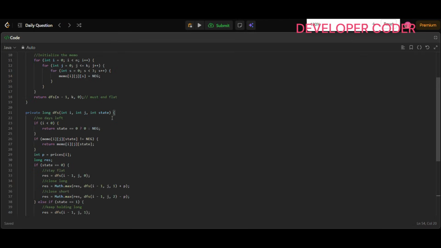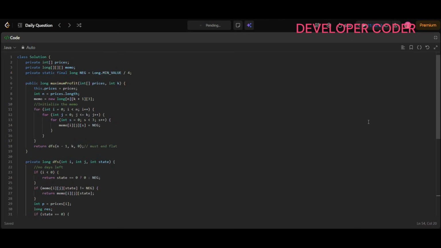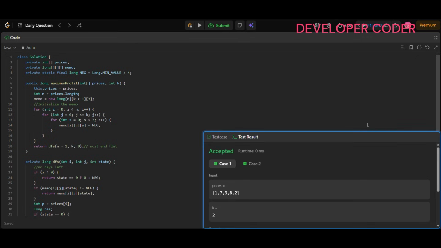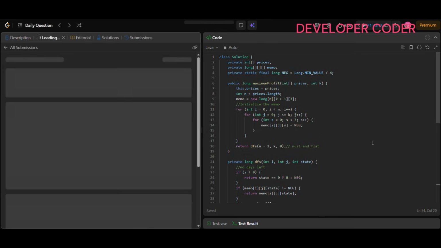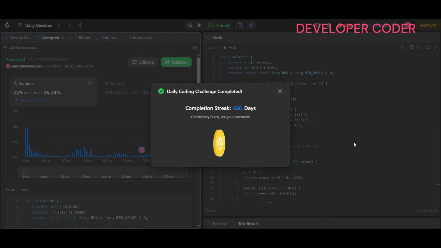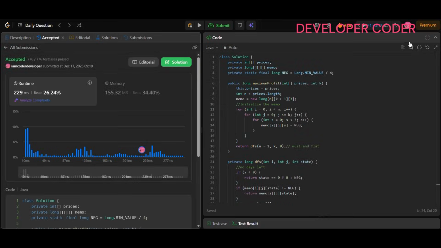Now let's run the code and see if there are any issues. See, all the test cases have been accepted. Now let's submit it. See, our solution is accepted. And the time complexity for this one is going to be n for this, k for this, so n into k you can say.